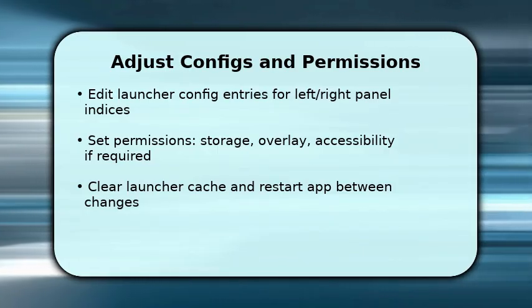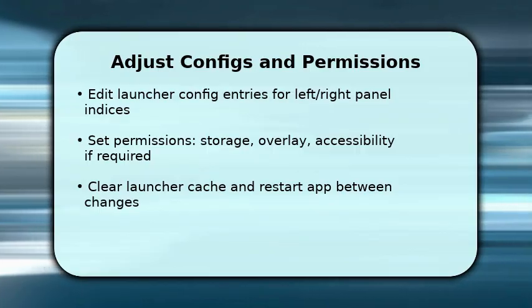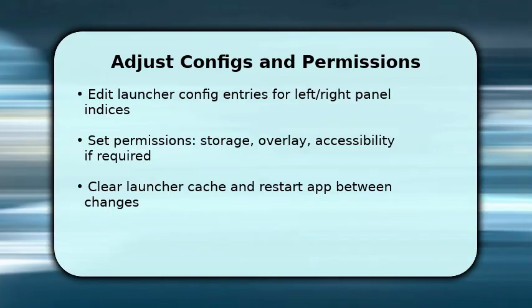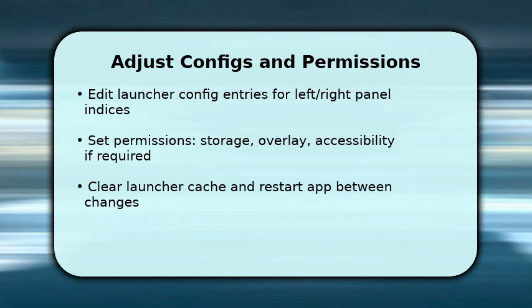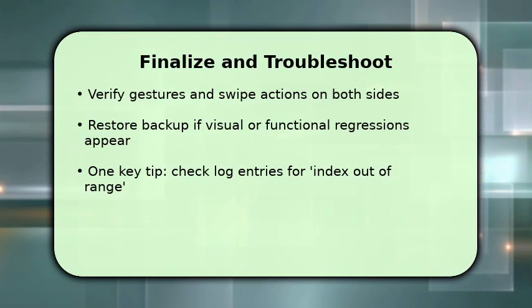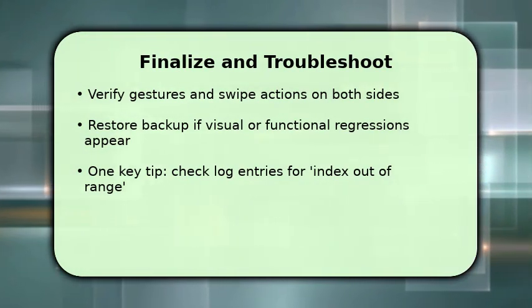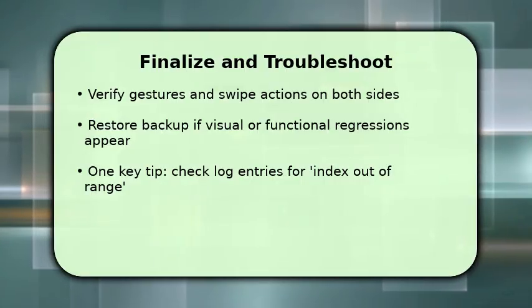After each change, clear the launcher cache and restart the app so the new settings load cleanly. This forces the UI to rebuild and reveals whether the index adjustments fix the swap or blank panels. You finish by verifying gestures and swipe actions on both left and right sides to ensure behavior matches intent. Test multiple pages and widgets so edge cases show up.